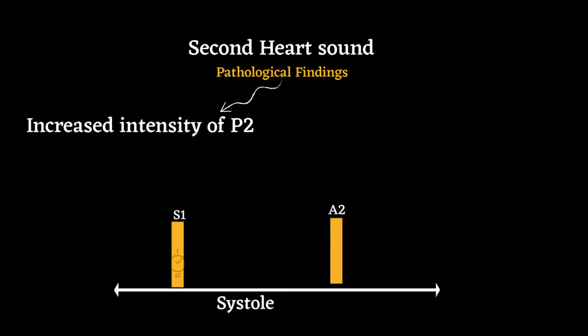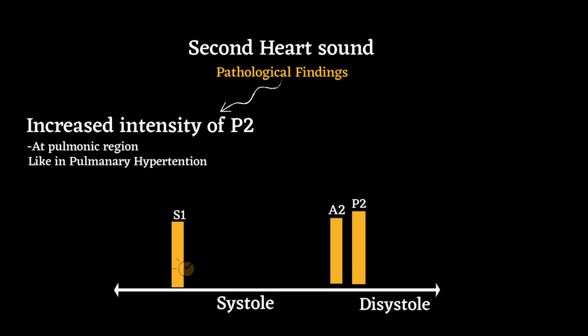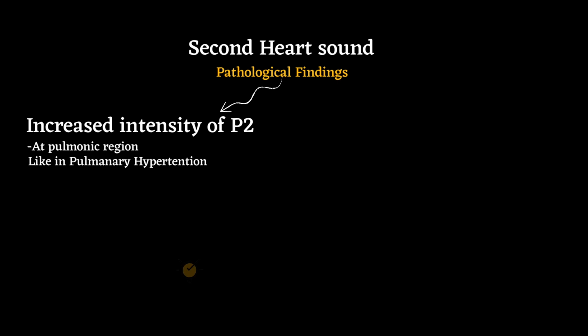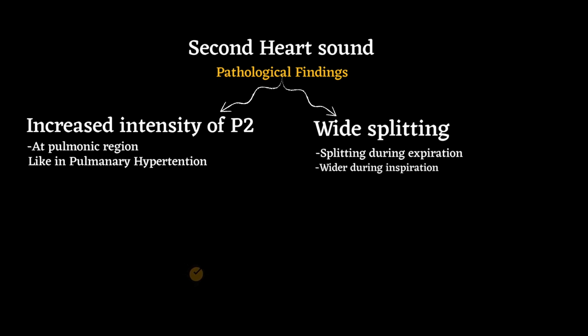Some pathological findings in the second heart sound include, first, increased intensity of P2, where P2 is louder than A2 at the pulmonic region in the second intercostal space, as in pulmonary hypertension, which is the most common cause. Second, wide splitting, detected by the presence of splitting during expiration and wider during inspiration, caused by anything that delays conduction down the right bundle, as in right bundle branch block.